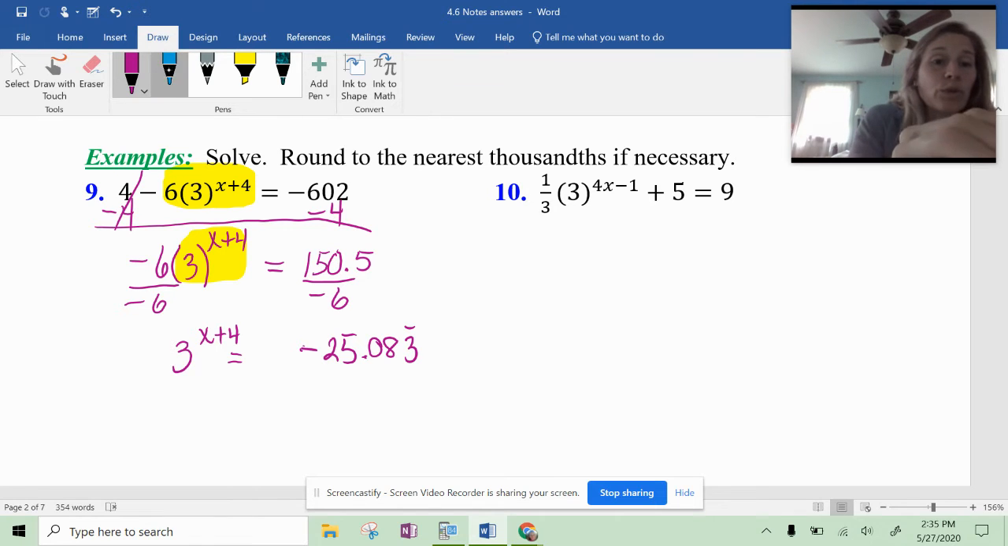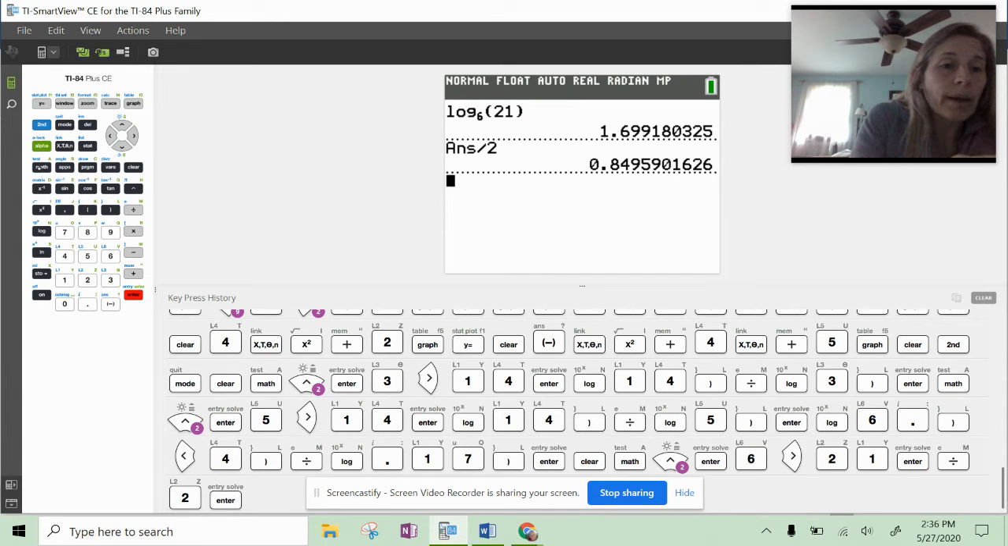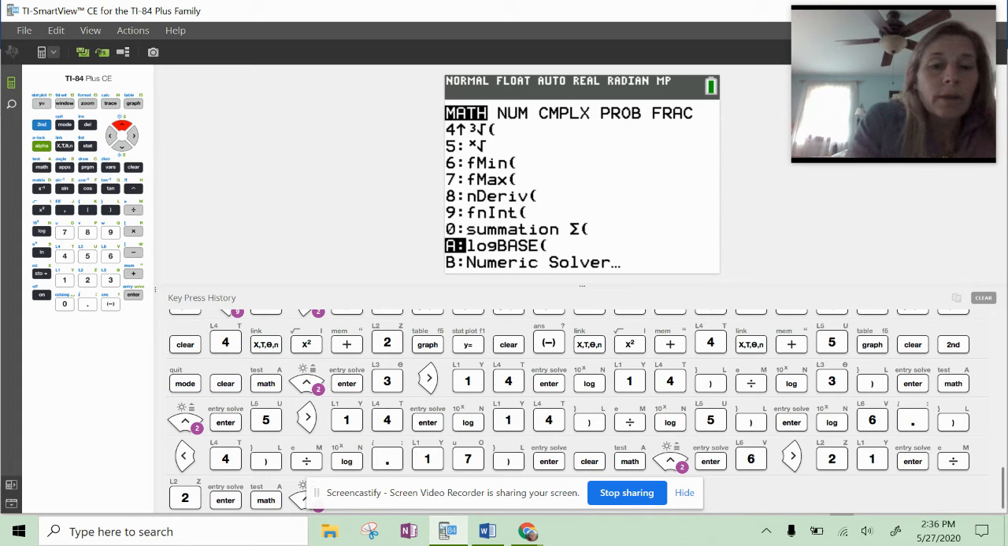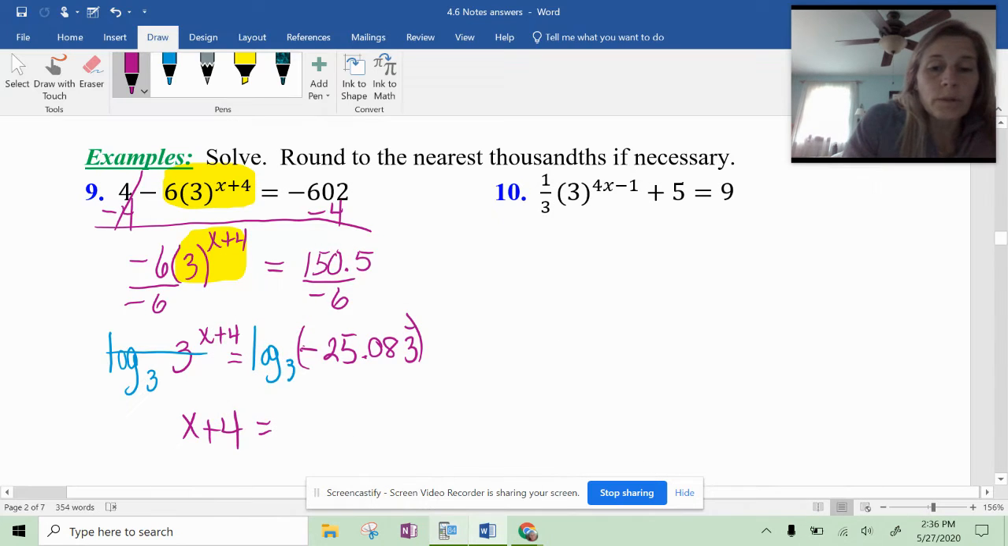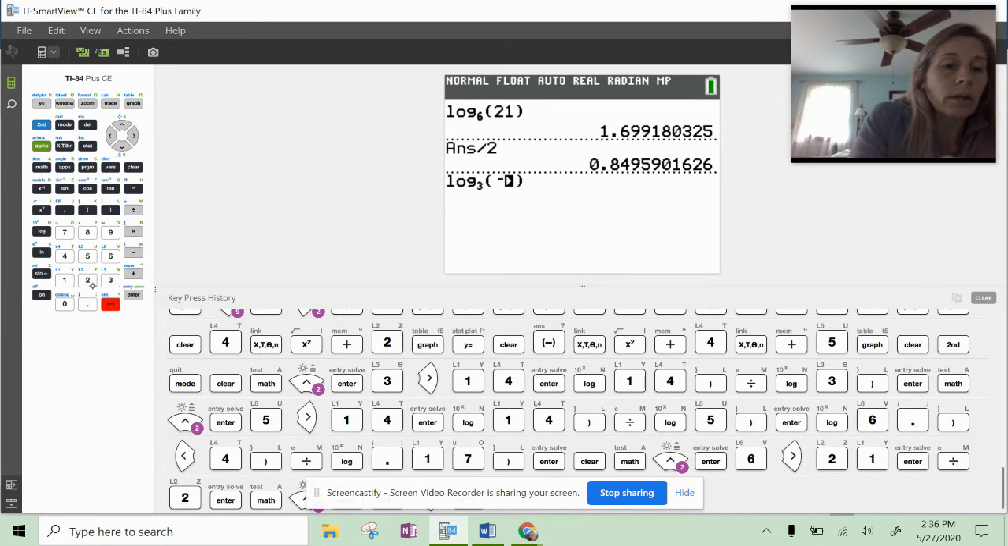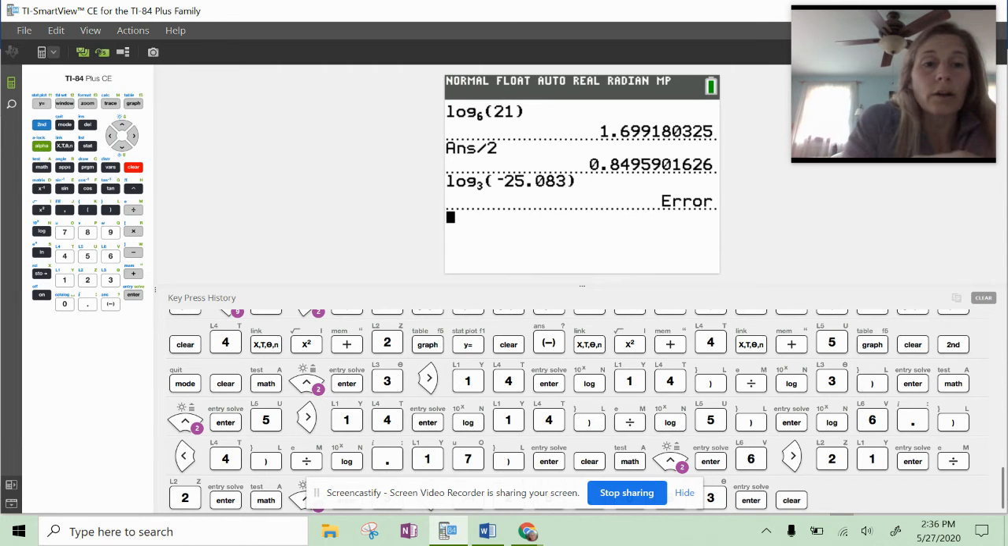Now, obviously, it's going to be very difficult to change that into a common base of 3. That's literally impossible. So we're going to then log base 3 both sides. That will get rid of the 3. So now we will have x plus 4 on the left-hand side, and then this part we're going to do in the calculator. Now I'm just going to round that. I'm not going to do all those 3's there. But if I go into my math menu and do my base there, I had log base 3. And then, what was my number? Negative 25.083. And that's a non-real answer.